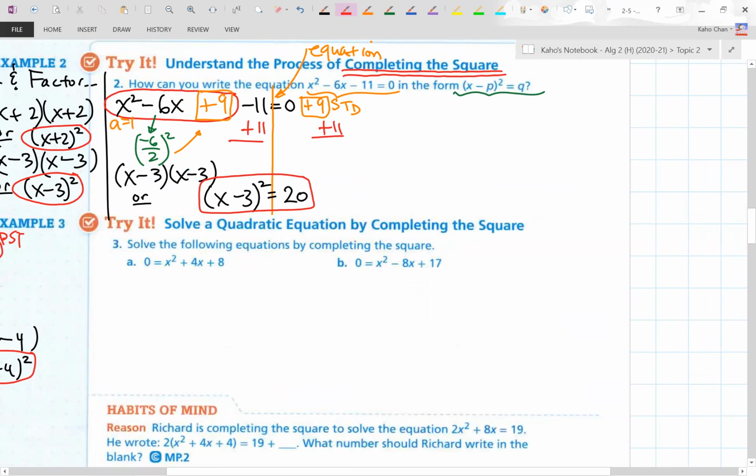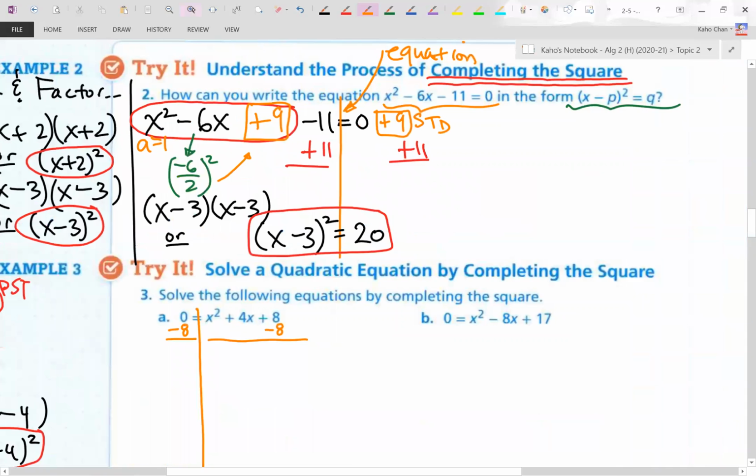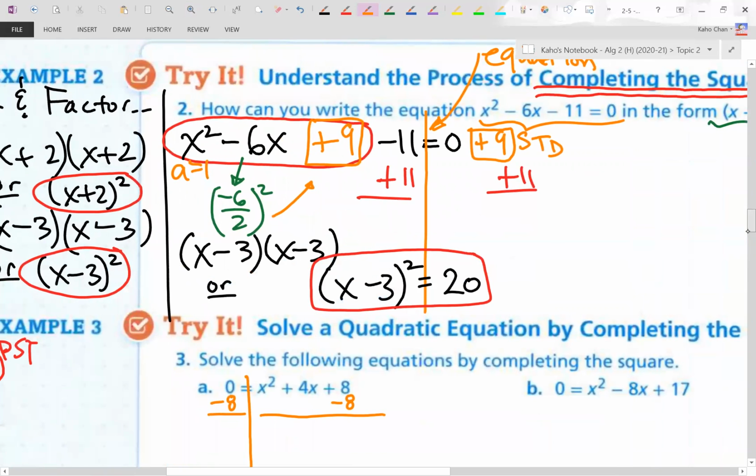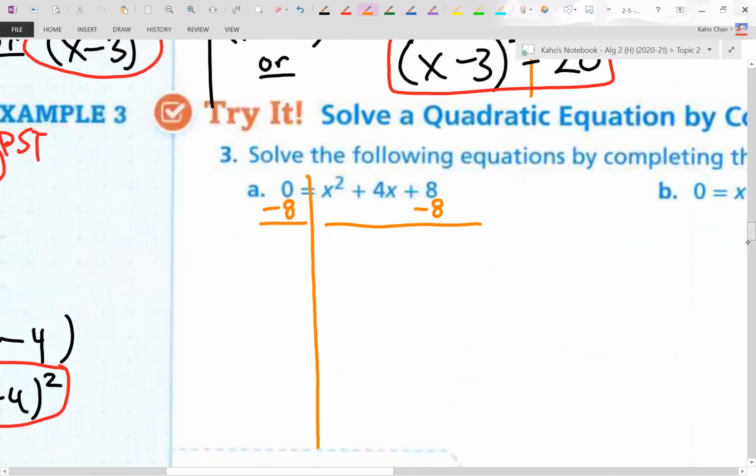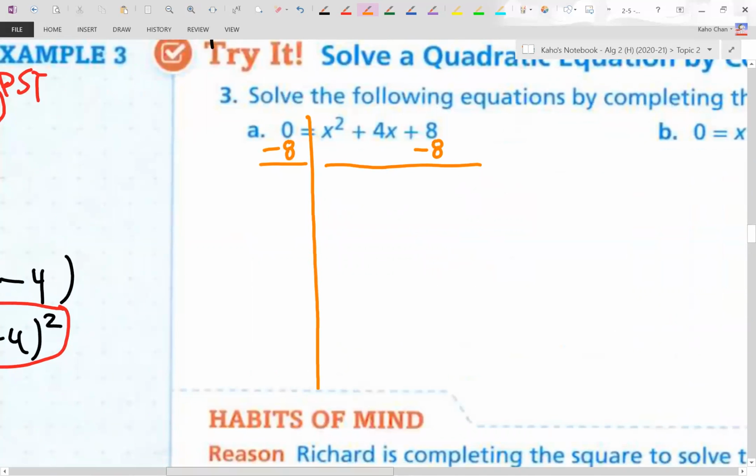All right. 3a and 3b are kind of the same. We just have to solve it. What I'm going to do is move the non-x terms to the other side for number 3a. Okay, here we go. Subtract 8 from both sides. I'm writing a little small. I'm going to zoom in so you can see a little bit better on the video. There we go. All right, much better. Thank goodness, Mr. Chen.